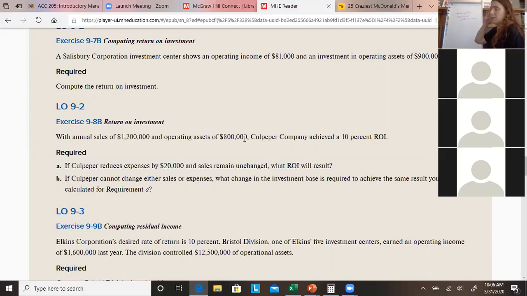Then it says, okay, what happens if we reduce our expenses by 20,000? If we reduce our expenses by 20,000, that's going to increase our operating income by 20,000. So our new operating income after the reduction of expenses is 100,000. Then in order to find our new ROI, I'm just going to take 100,000, put it over my assets, and that gives me 12.5. Are there any questions on that?